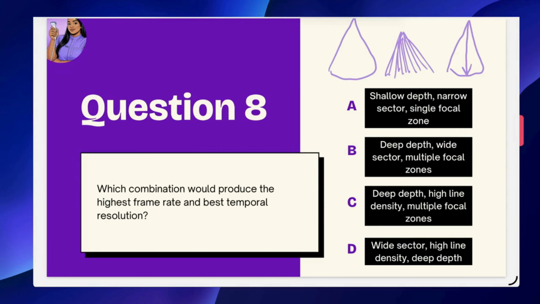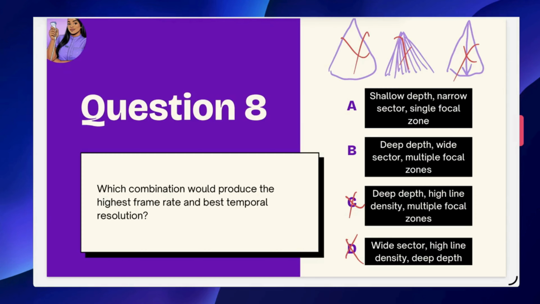So we already know it's not D because these things are not good for frame rate. Okay, then C says deep depth, high line density, multiple focal zones. Again, not good. Deep depth is not good. The system will have to send those pulses all the way down and wait for it to return all the way back up. It's going to slow it down. All right, same thing for adding multiple focal zones. Too much work. Eliminate it, okay? B says deep depth, wide sector, multiple focal zones. Same thing applies here. It's too much work.